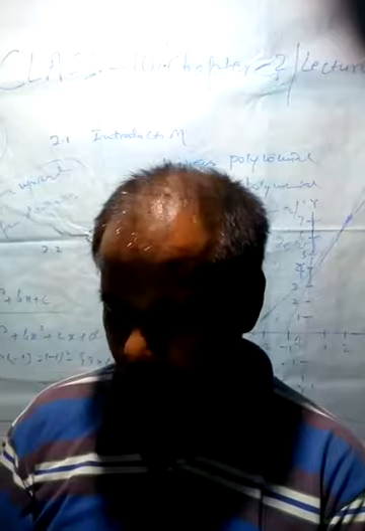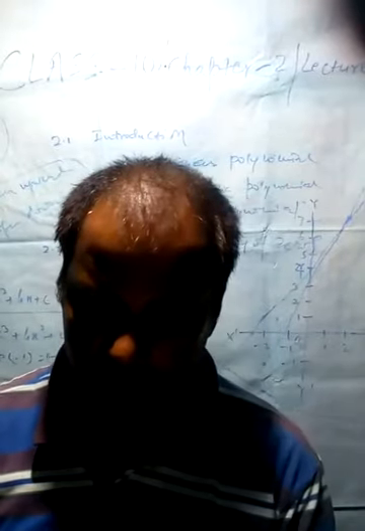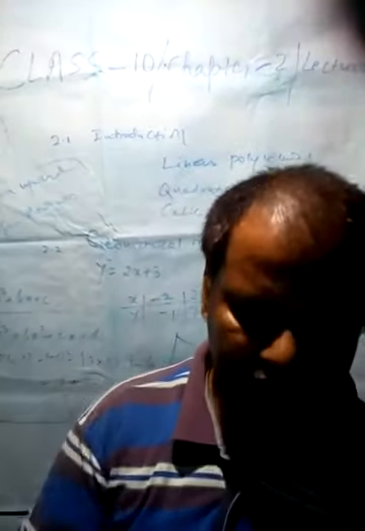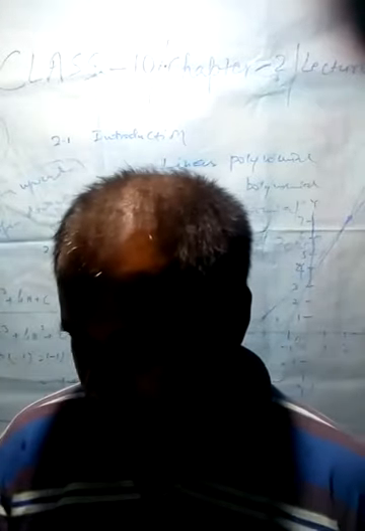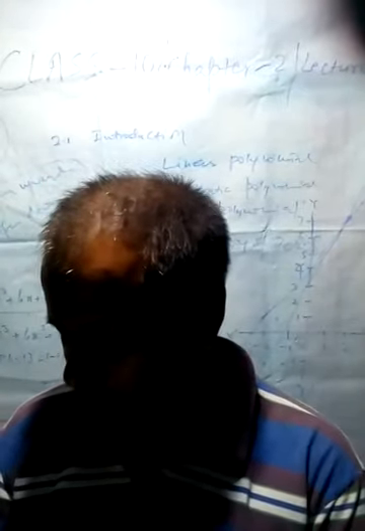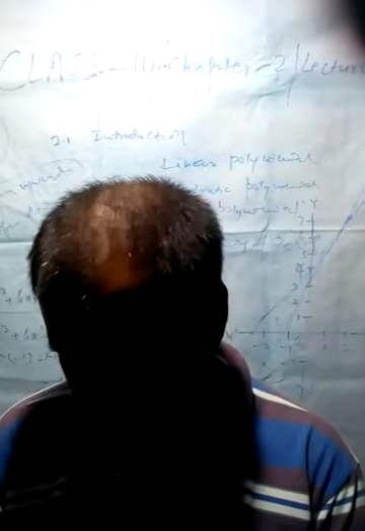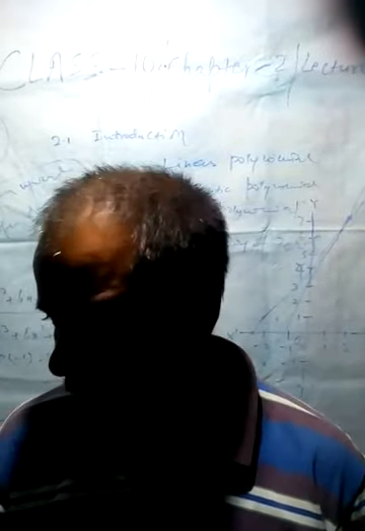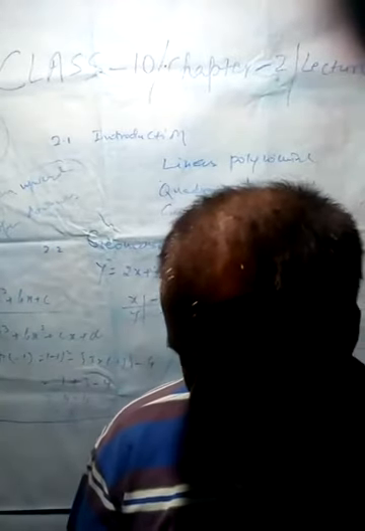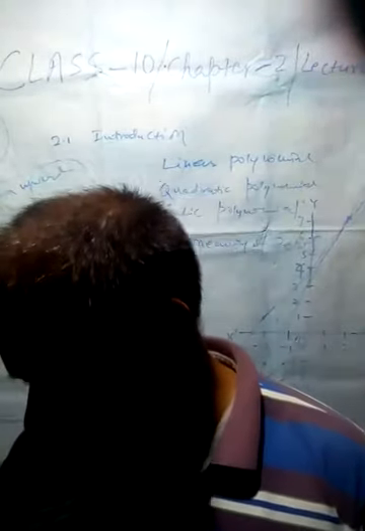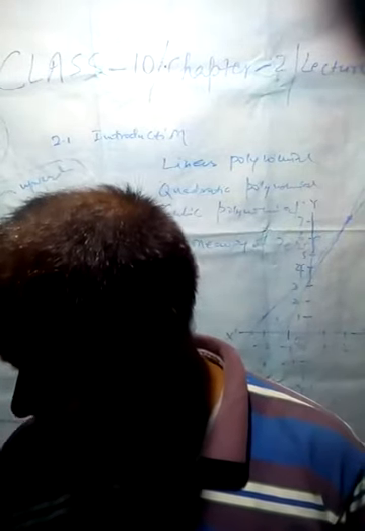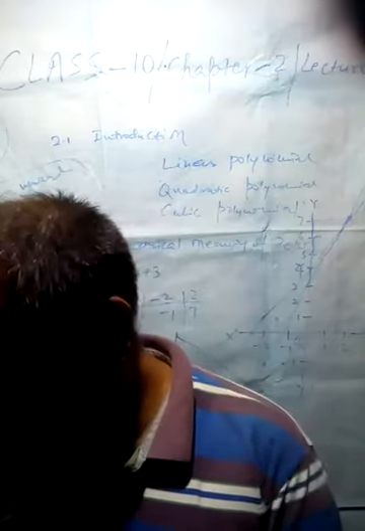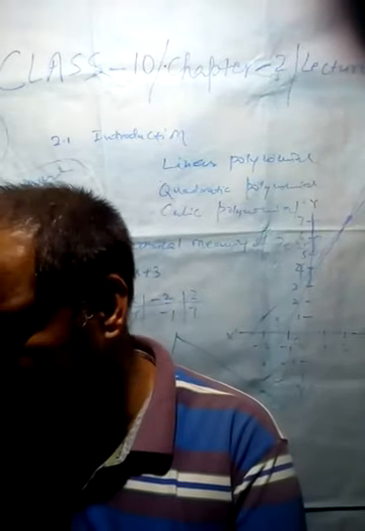This fact is true for any quadratic polynomial. That is, the zeros of the quadratic polynomial ax square plus bx plus c, where a is not equal to 0, are precisely the x coordinates of the points where the parabola representing y is equal to ax square plus bx plus c intersects the x-axis. From our observation earlier about the shape of the graph of y is equal to ax square plus bx plus c, the following three cases can happen.